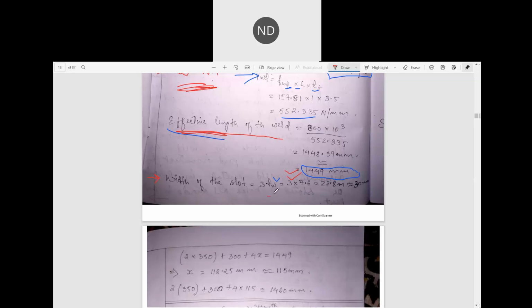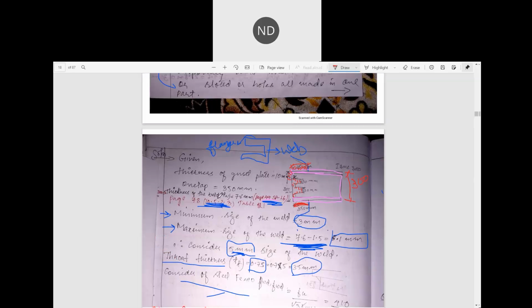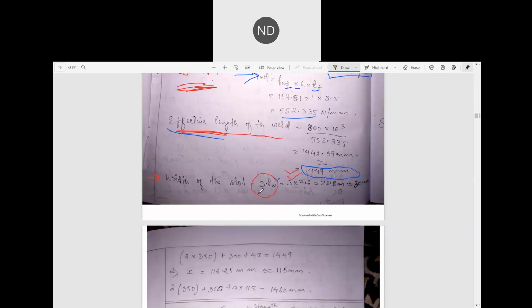You have to find it according to the code, it is given to be 3 into tw, the thickness of the web. And the thickness of the web you have got from your SP16 table, page number 44, steel table book. So it is 7.6 mm, your thickness of the web. You see here, this is the thickness of the web, 3 into 7.6. Now we have got only 22.8 mm. That means the minimum slot should be this much.